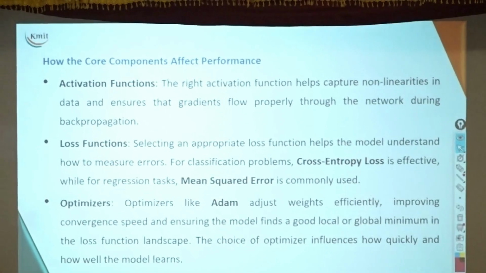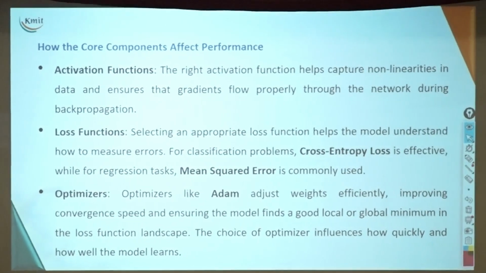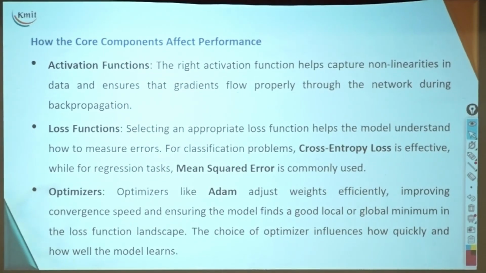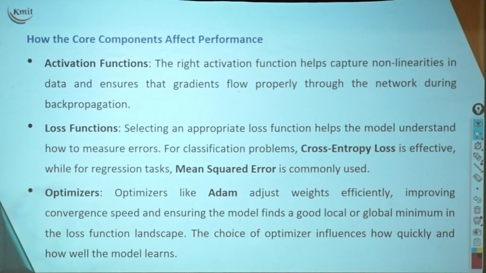Now, this was the entire architecture of how we built all the ANN models. The three core components that we have focused on to improve the performance, or to generate a proper ANN model, are what? We have focused on activation functions, loss functions, and optimizers.